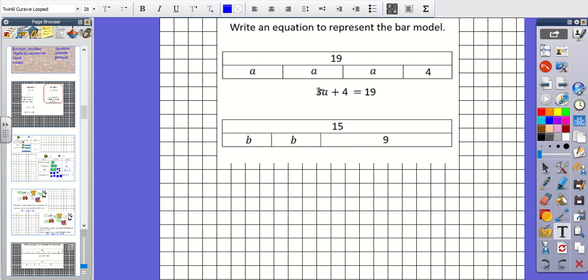So they've started off with their letters. So we have got 2b. We are then adding the numbers that we can see in our parts, which is 9. And then our answer, our whole, is 15. So that equation there to represent the bar model would be 2b. You've got 2b, you're adding your 9, and our whole is 15. I hope that's okay for you.